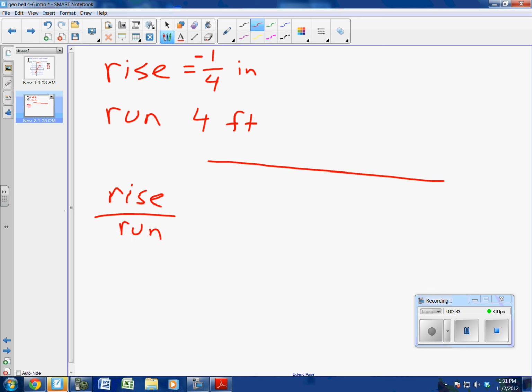Slope is the, remember yesterday we talked about slope. And what's the rise? Minus 1/4. And the run is 4 feet. The problem is one of these is in inches and one of these in feet. What do we need to do? Make them both in one. Which one would be probably better to put them in? Probably in inches. Why? Yeah, 1/4 into feet would be really, really small decimal, right?